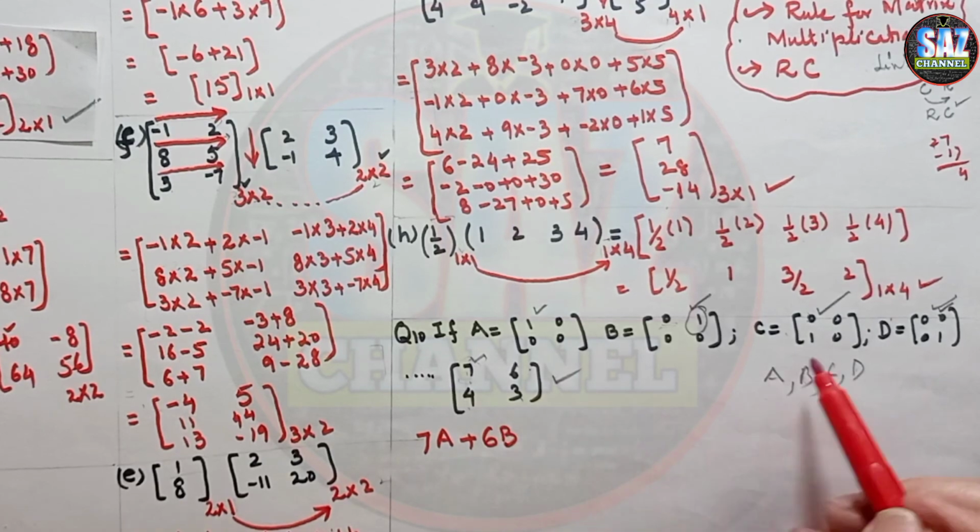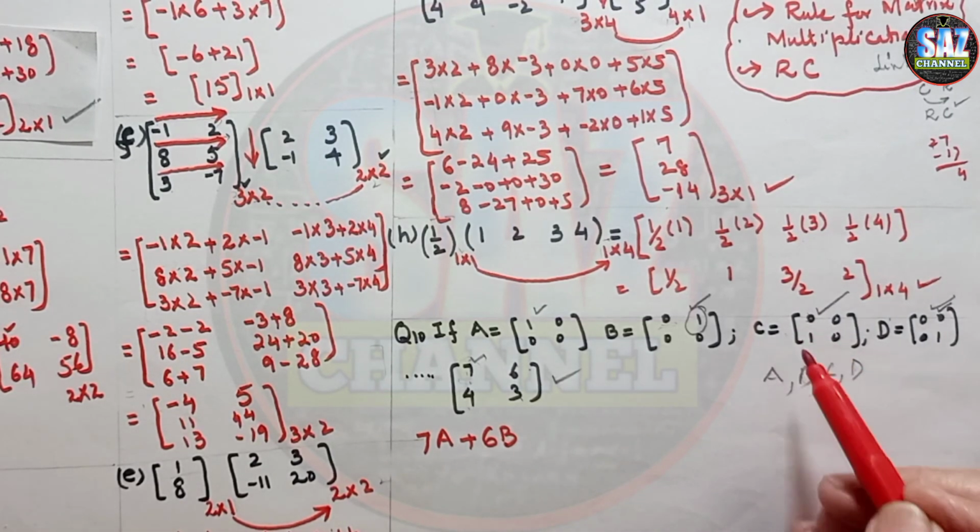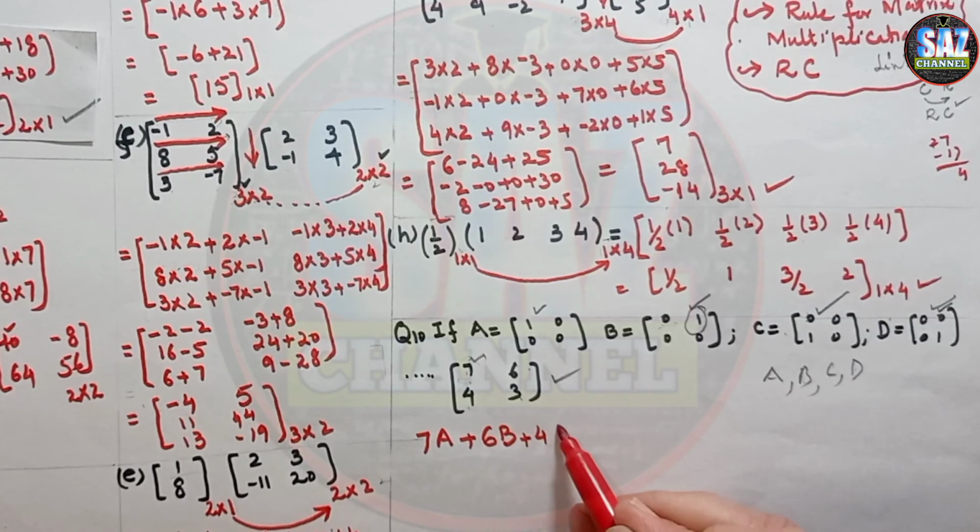plus, now look at C. C has a non-zero entry here. So 4C and plus 3D.